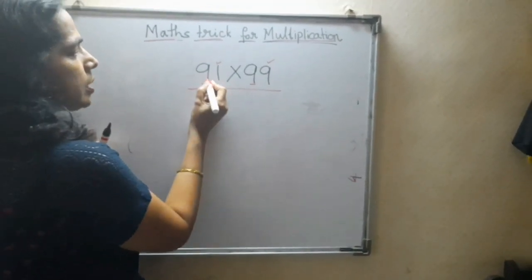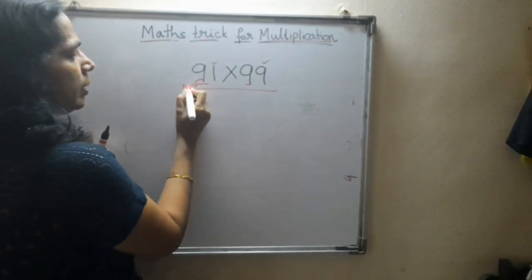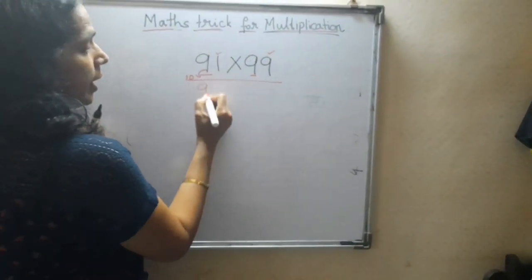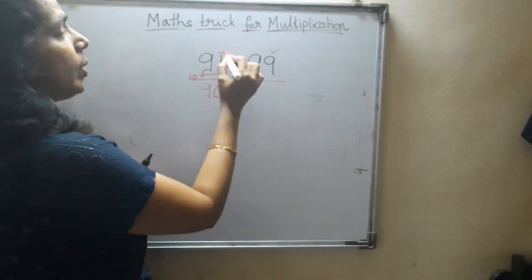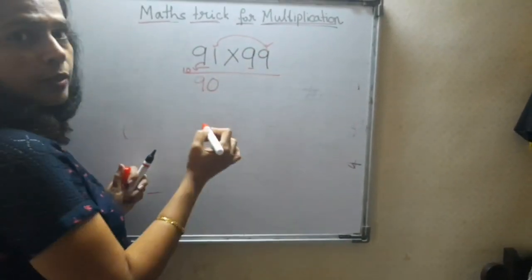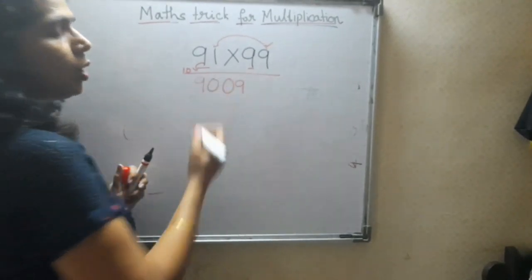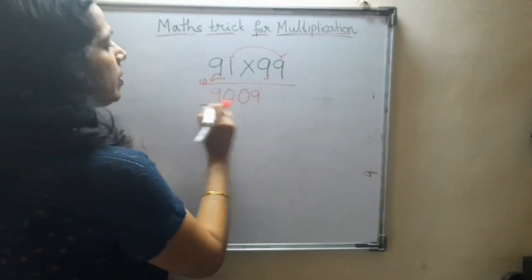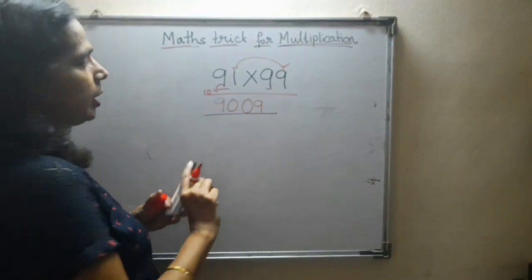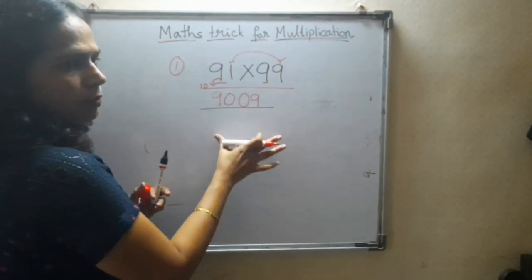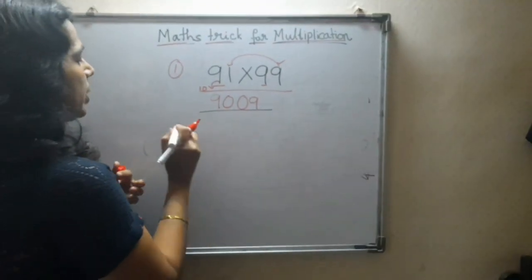So let us start. Which is the next number? 9, the next number is 10. So 9 tens are how much? 90. Right? Now multiply 9 into 1 is 9. Now because this is a 1 digit, I will add one more 0 here. So here our answer is ready. If you write in this way, you can solve. This is the way.